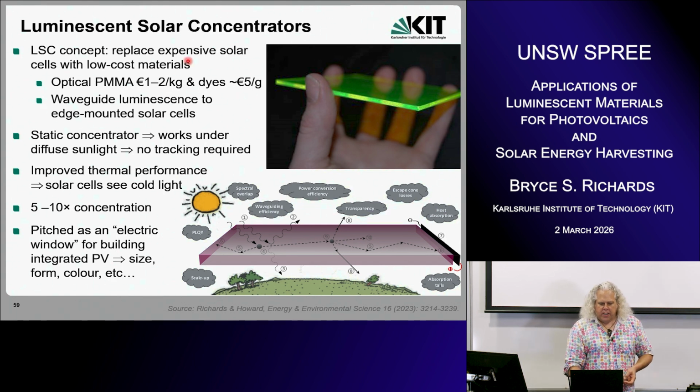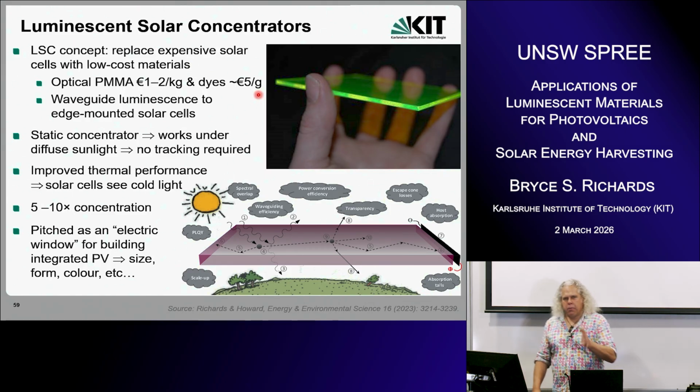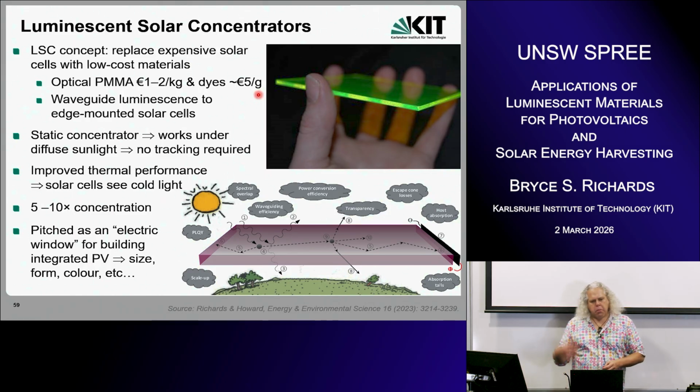So we were looking at this. Yes, the cost of the optics was cheap. The PMMA was 1 to 2 euros per kilo. The dyes weren't so cheap. Notice this is not a kilo, it's a gram. Yeah, 5 euros per gram, but they're fairly strongly absorbing. You don't need that many of them for a square meter.